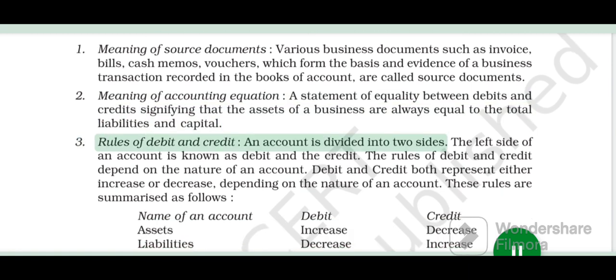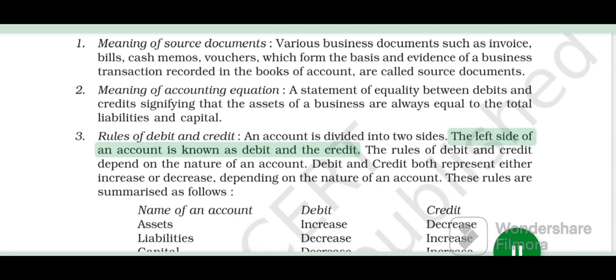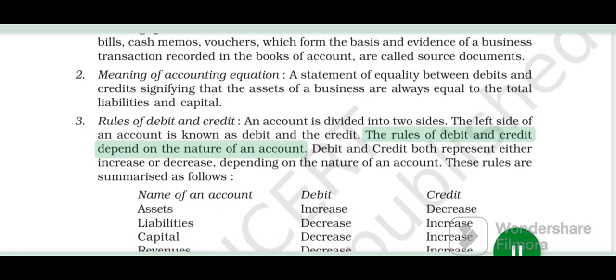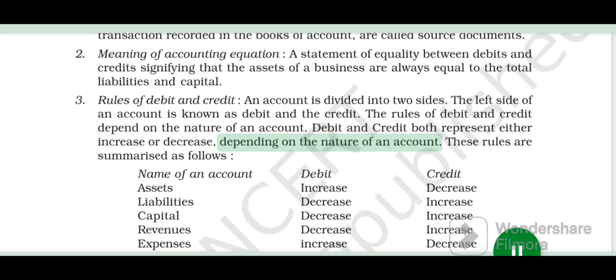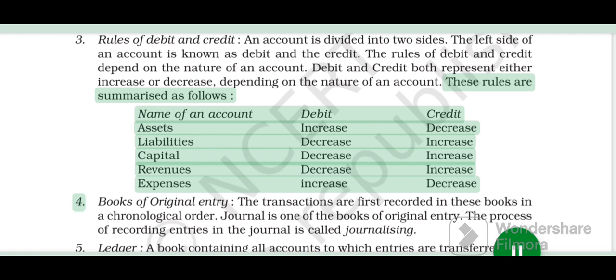3. Rules of debit and credit. An account is divided into two sides. The left side of an account is known as debit and the right side credit. The rules of debit and credit depend on the nature of an account. Debit and credit both represent either increase or decrease, depending on the nature of an account. These rules are summarized as follows: assets, debit increase, credit decrease; liabilities, debit decrease, credit increase; capital, debit decrease, credit increase; revenues, debit decrease, credit increase; expenses, debit increase, credit decrease.